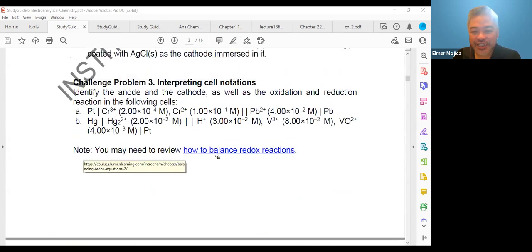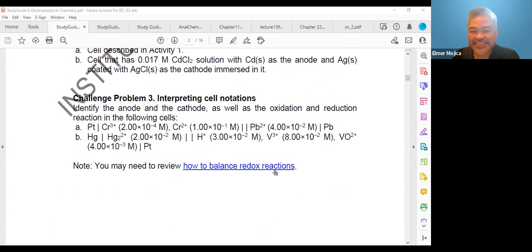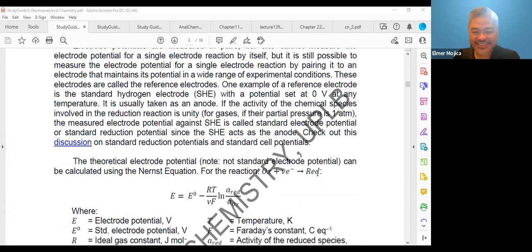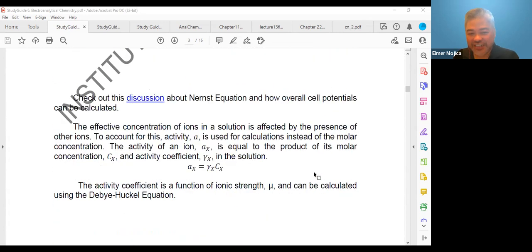Kaya magtataka kayo, oh, bakit tayo may mayroong balanced redox reactions? And why do we have this what we call Nernst equation? And it's made easy for me because that's the courses I'm teaching also this semester with Gen Chem 2. And they have an exam, their fourth exam this weekend. So kakatapos lang namin mag-discuss ng electrochemistry.